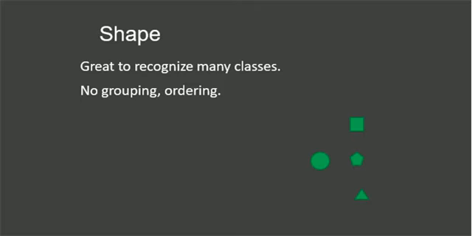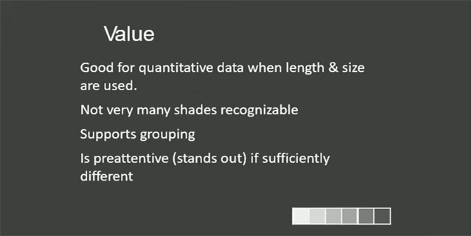Similarly, if you have seen the Napoleon March, we have different kinds of variables and different kinds of designs. So as we have more kinds of design, we can further use them in distinction among different variables, but it does not allow us ordering or grouping. So it is just bad for ordering and grouping. When we talk about value, value is good for quantitative data when size and length are used, but value is not always recognizable because there can be many different shapes or colors associated. Value also supports grouping, but it does not support ordering.